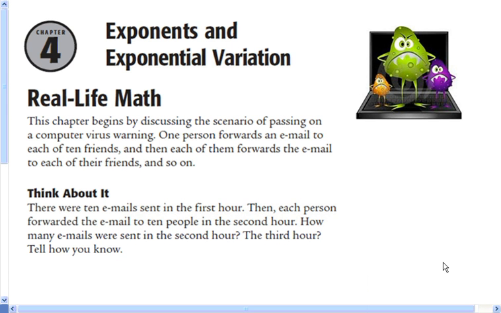Hey class, chapter 4, exponents and exponential variation. We're going to explore this problem in class.